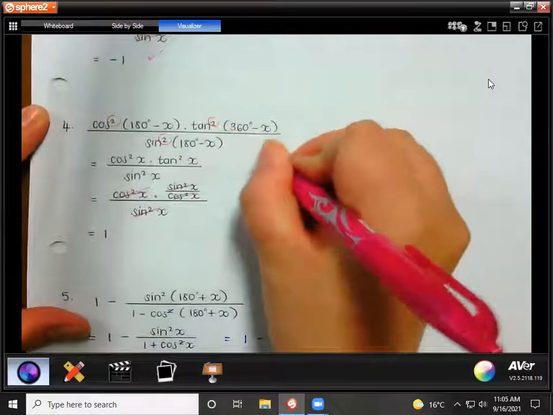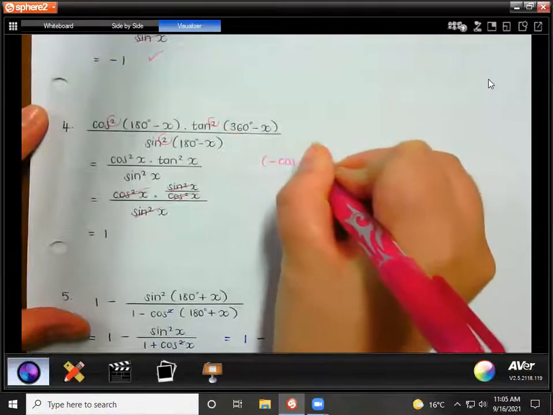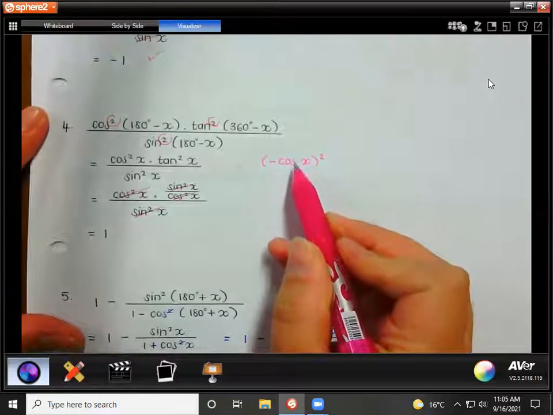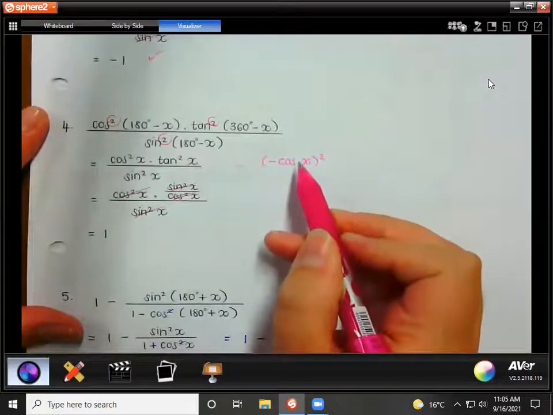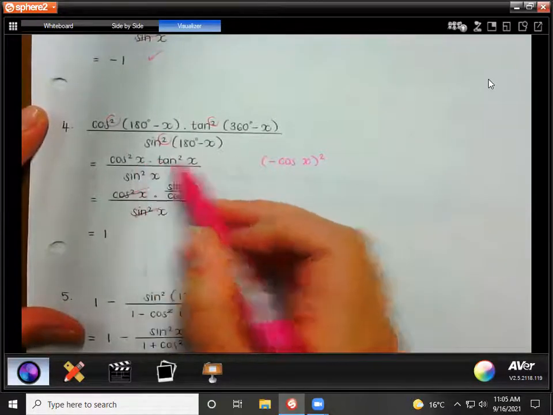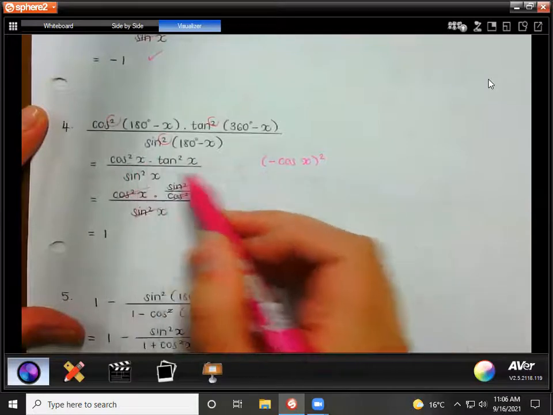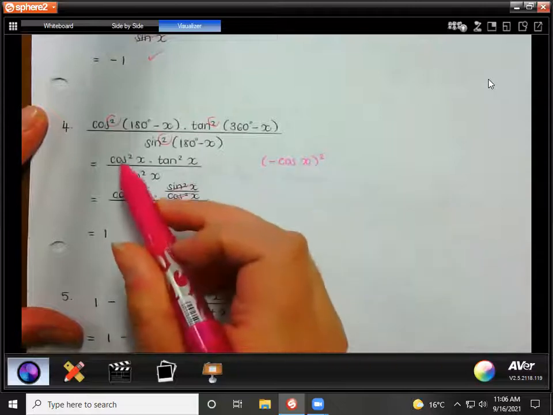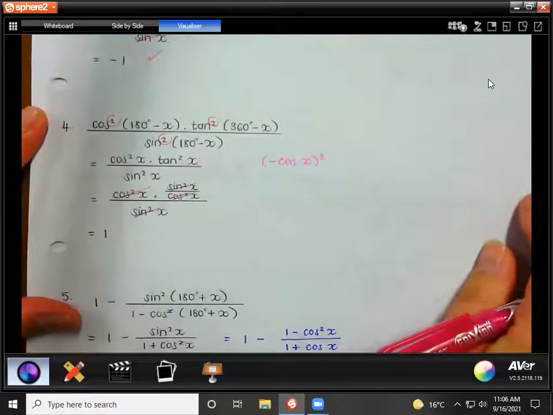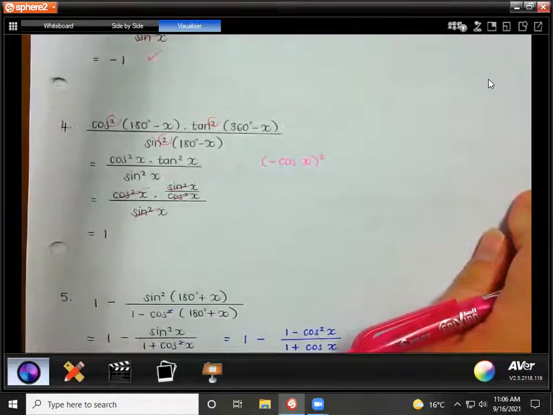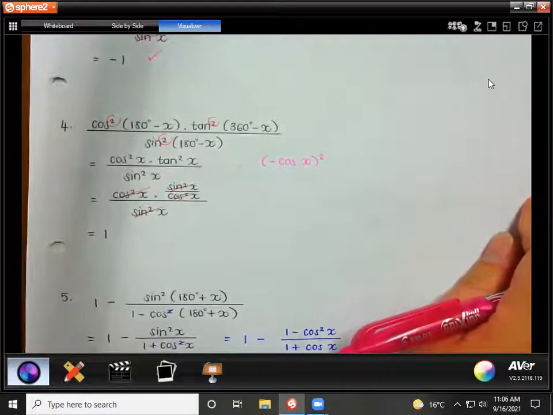Yeah, so if you have this, that will become positive. Yeah, but if you square negative anything, it becomes positive. So that's why I just made them all positive right away. Okay, fine.